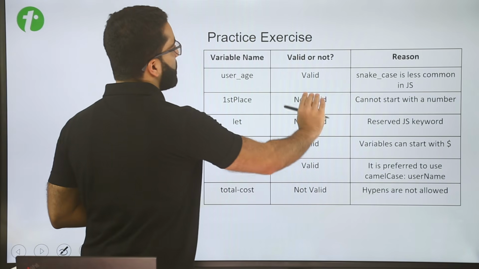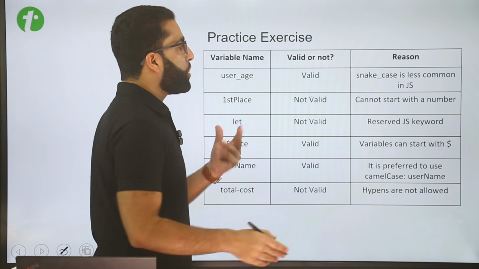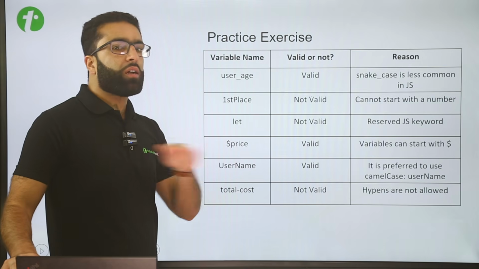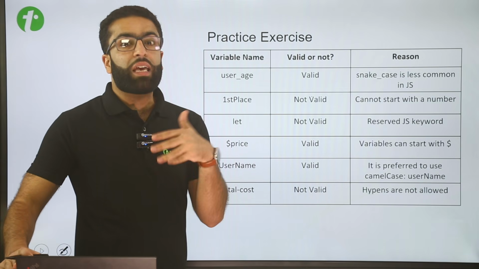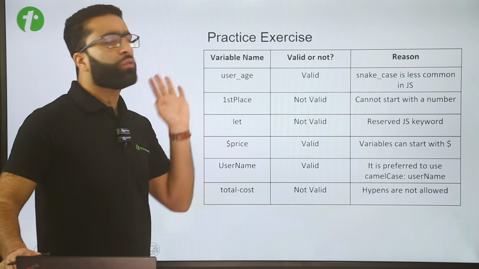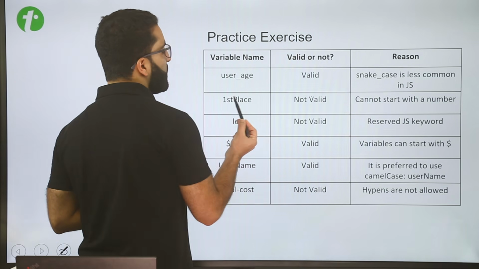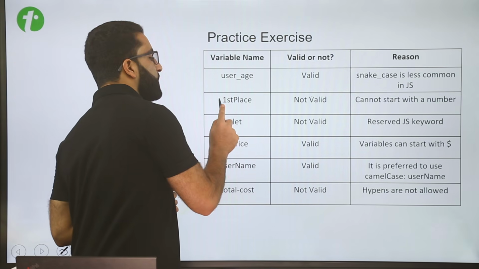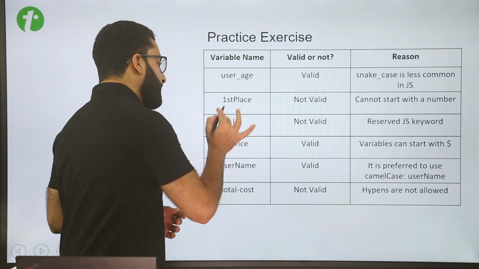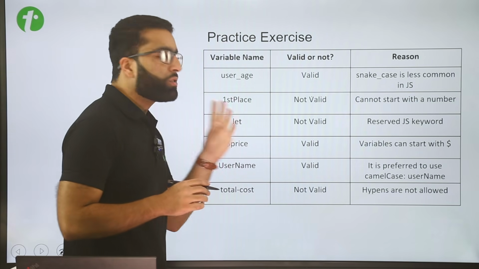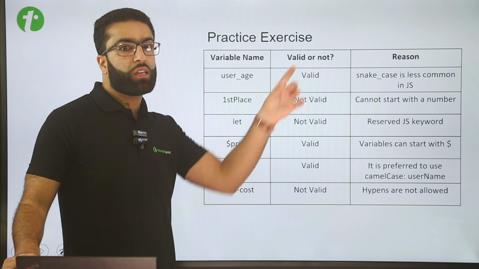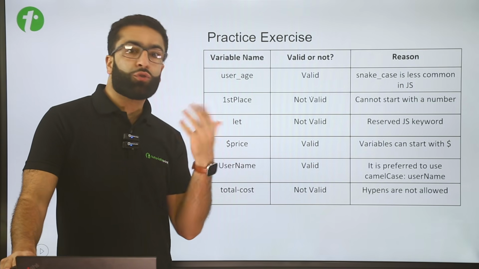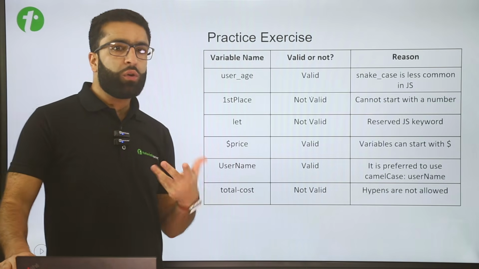This user_age is valid, but snake case is less common in JavaScript. This is snake case, where you use lowercase and to separate words you use an underscore. But we know in JavaScript, camel case is more preferred, though this is also valid. Just keep this in mind. Then we have 1stPlace. This is not valid because variables cannot start with a number, and here the name starts with a number. Then we have the third one, let. It's not valid because, if you looked carefully at the reserved keyword slide, let is also a reserved keyword, and I'll show you in the coming videos that let is also used to create a variable.